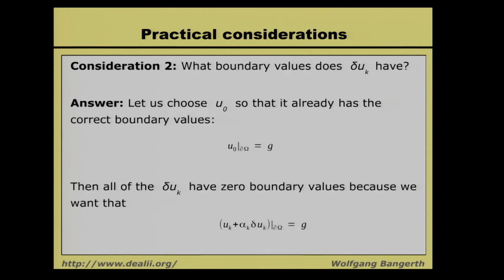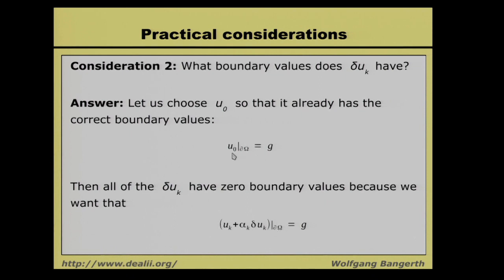Consideration 2. When I want to solve for delta uk, what should be the boundary values of delta uk? That goes back to very similar considerations as we had in lecture 21.5 about boundary values. Let's say I choose my initial iteration u0 in such a way that it satisfies the correct boundary value, so u0 on the boundary equals g. I certainly want that u1 is also equal to g on the boundary, and u2 and all of the following iterates should have the correct boundary values.